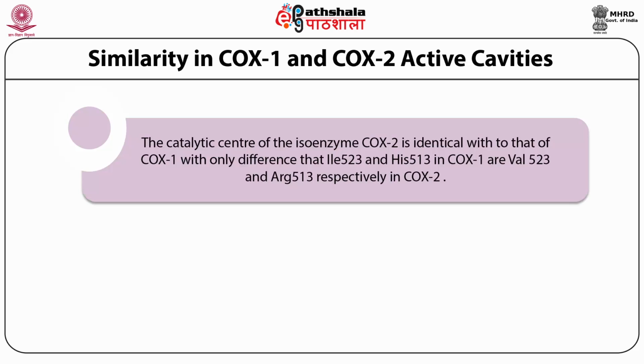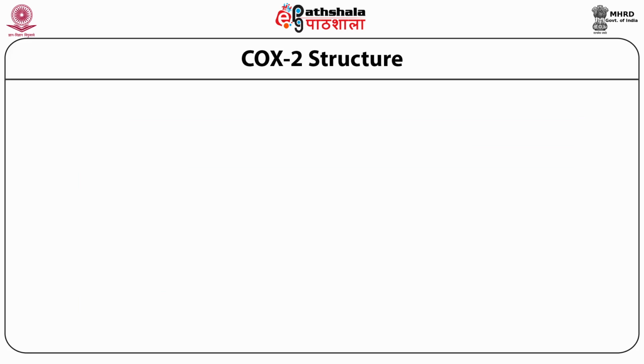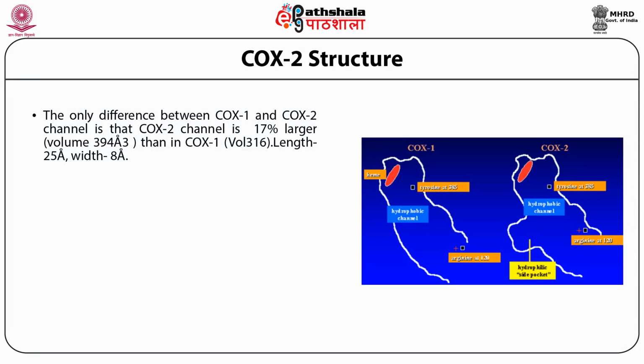There are small differences: isoleucine 523 and histidine 513 in COX-1 are replaced by valine 523 and arginine 513 respectively in COX-2. Residues which interact with NSAIDs, namely tyrosine 385 at the apex of the channel, serine 530 in the upper portion, and arginine 120 midway, are the same. COX-1 and COX-2 active cavities are shown in this picture. The only difference between the COX-2 and COX-1 channels is that the COX-2 channel is 17% larger in volume than COX-1. The volume of COX-1 is 316 and the COX-2 channel is 394 angstrom cubed. The lengths of the channels are similar, 25 angstrom, with a width around 8 angstrom.